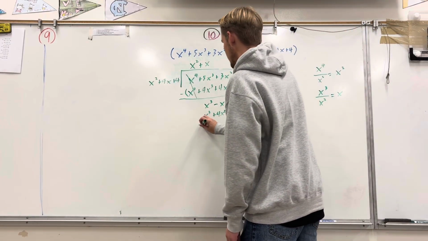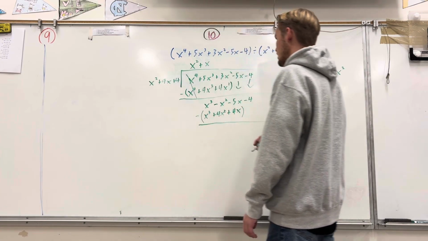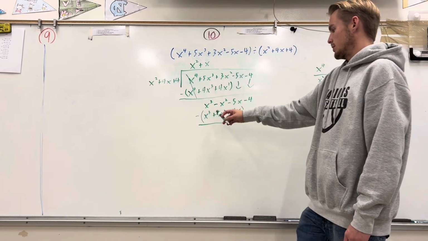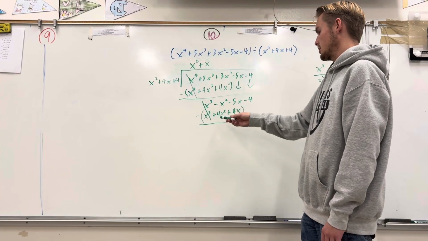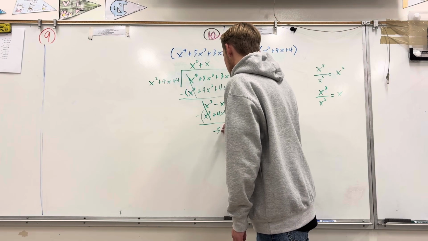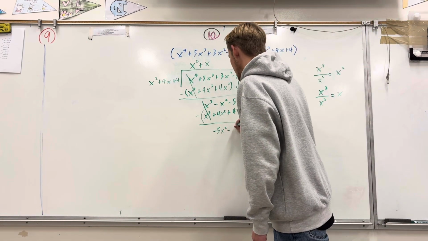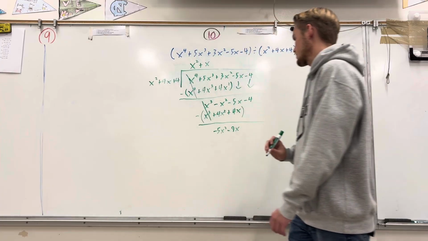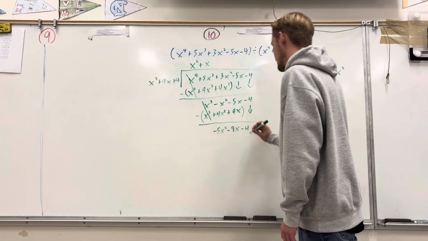And then now we're subtracting them again. So we're doing our subtraction. X cubed minus x cubed cancels out. Negative x squared minus 4x squared is just minus 5x squared. Negative 5x minus 4x, that's negative 9x. And then negative 4 just drops down, so minus 4.